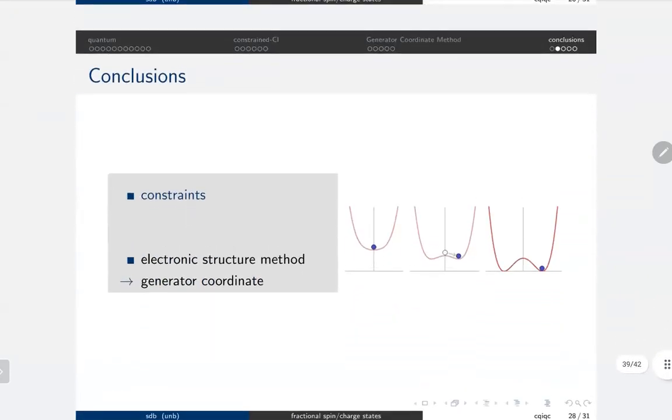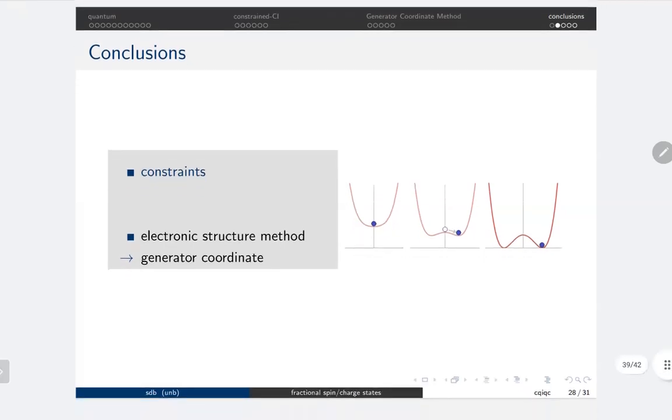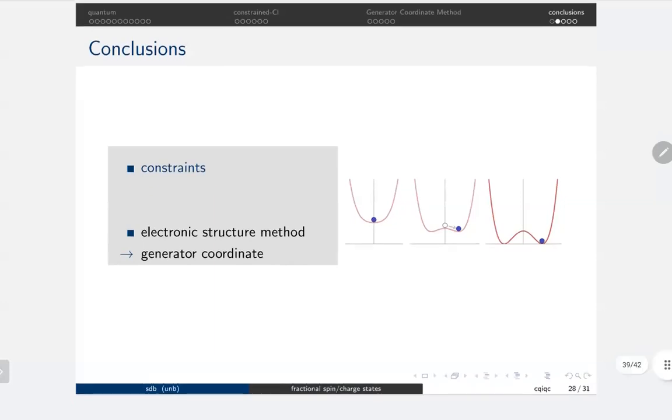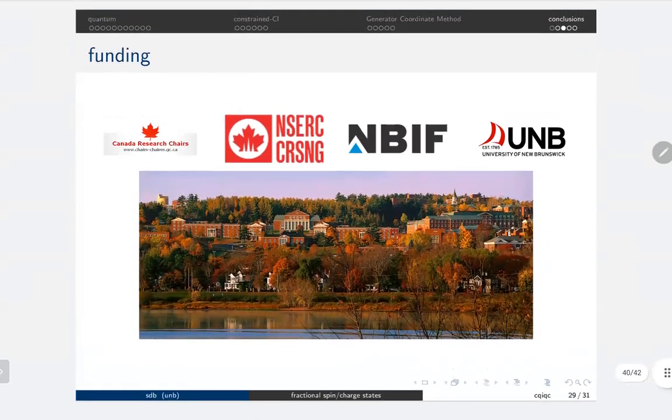And we can also use it to our advantage to construct basis functions or basic configurations that are in line with the physics that needs to be included in the wave functions that we're after.